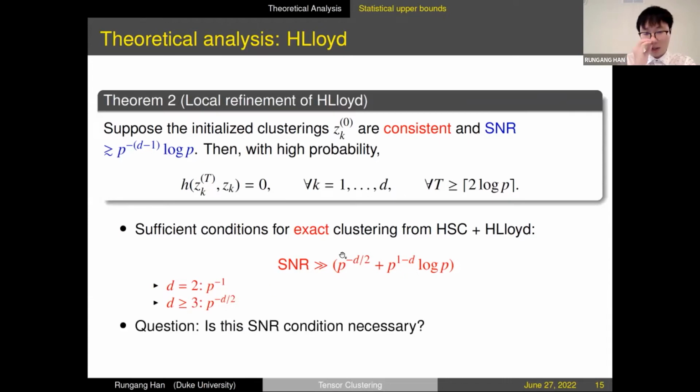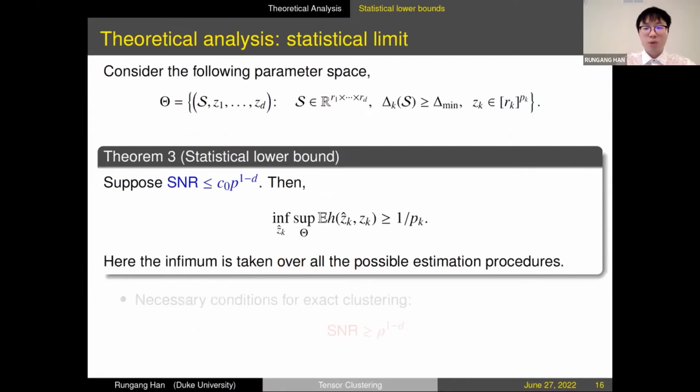So the next question is, is this SNR condition we applied really necessary? To answer this question, we need to establish some statistical limit. We consider the following general parameter space, and we are able to prove the following statistical error bound. That is, if this signal-to-noise ratio is bounded by p to the power of 1 minus d, then it's impossible to have exact clustering. Here, the infimum is taken over all possible estimation procedures.